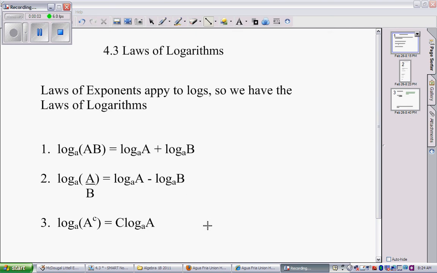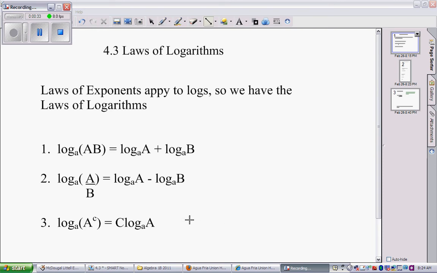4.3, Law of Logarithms. Since logarithms are exponents, the law of exponents led the way to the law of logarithms. We use the same principles. So when you have log base A of AB, A is multiplying B, so we use the exponent property. When they're multiplying, you add them. So you separate it into log base A of A plus log base A of B.